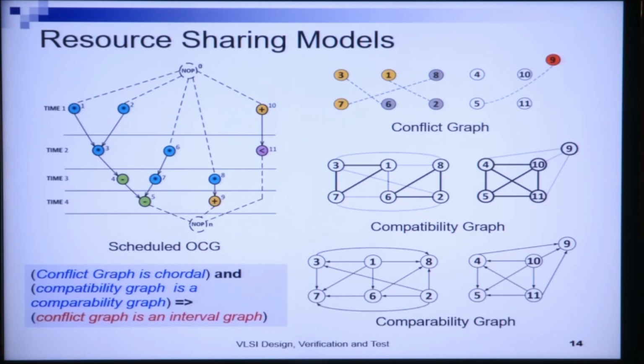right. The general theorem is that a graph is an interval graph only if it is chordal and its complement is a comparability graph. Here we know that the compatibility graph is a complement of the conflict graph, and hence if the conflict graph is chordal and the compatibility graph is a comparability graph, then the conflict graph becomes an interval graph. We come to the end of module 2 of lecture 6.